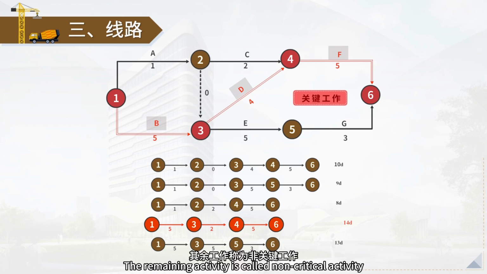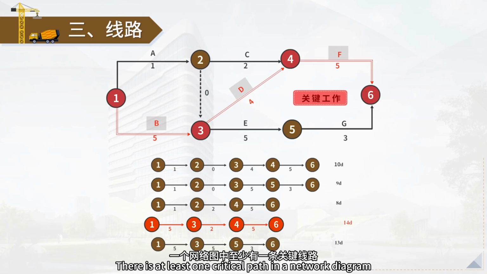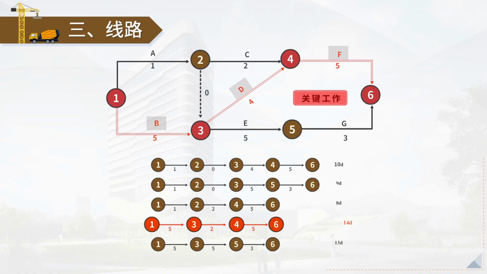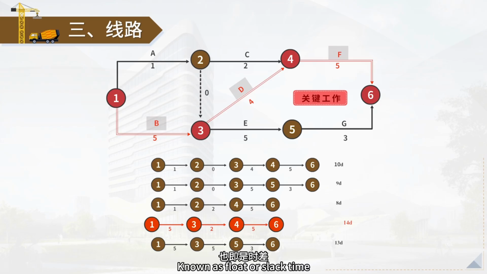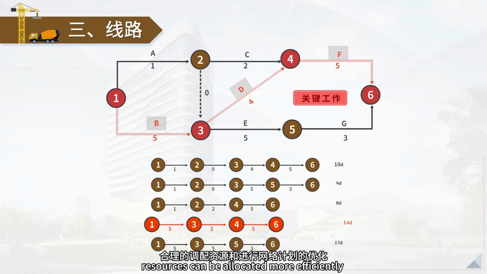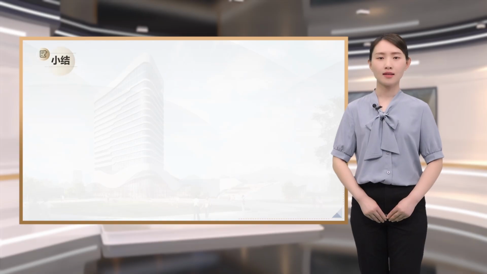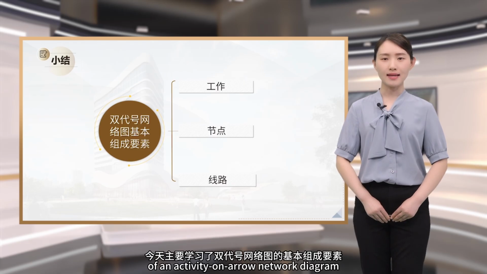The remaining activities are called non-critical activities. Generally speaking, there is at least one critical path in a network diagram. The critical path is not fixed. Under certain conditions, the critical path and non-critical paths can shift from one to another. Non-critical paths have some flexibility, known as float or slack time. By making use of the float time in non-critical activities, resources can be allocated more efficiently and the network schedule can be optimized. Today, we mainly study the basic components of an activity on arrow network diagram.